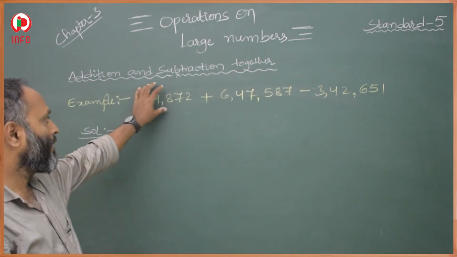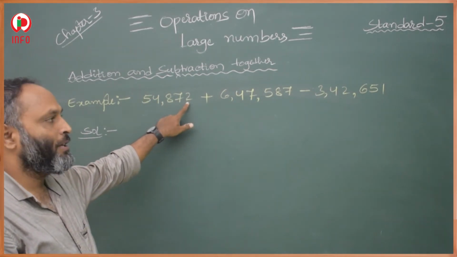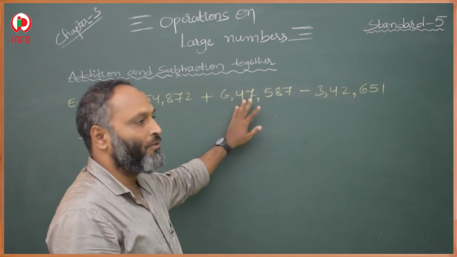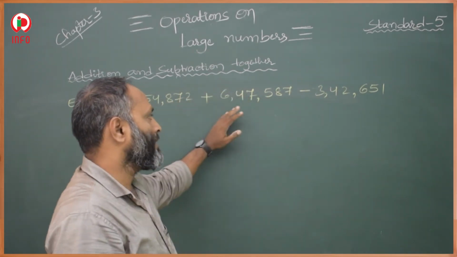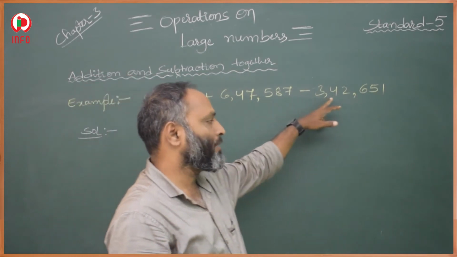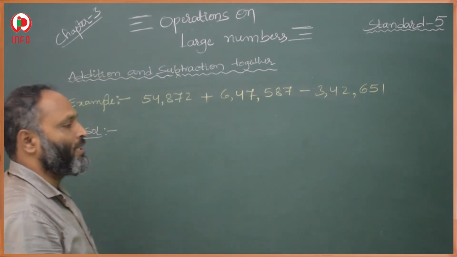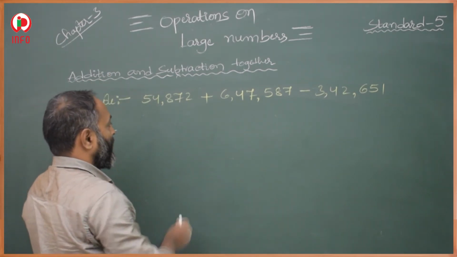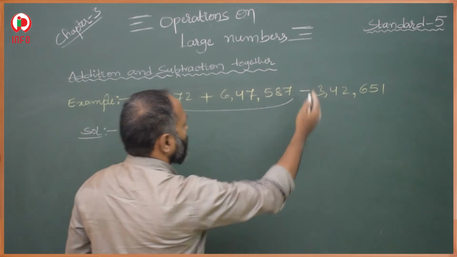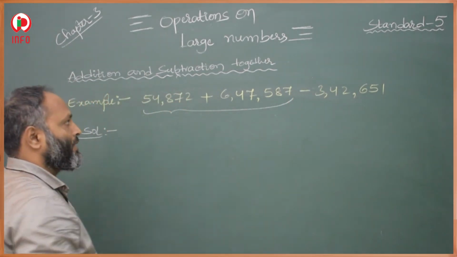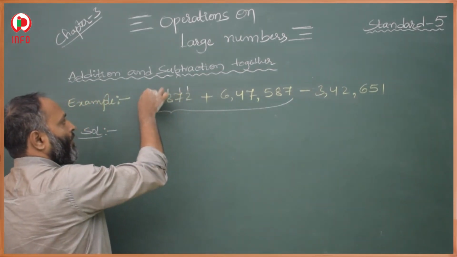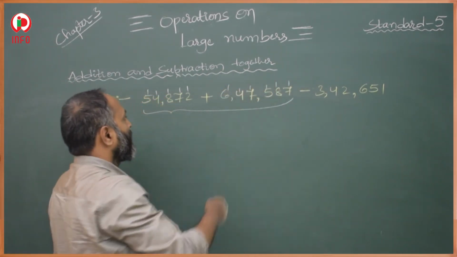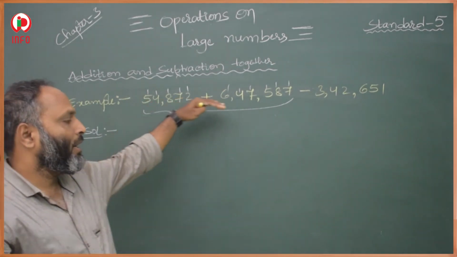The combination here: 54,872 and 6,47,587. These two we have to add first, and from whatever the answer is, we have to subtract this one, 3,42,651. First we have to add the first and second. First we count the total digits: 1, 2, 3, 4, 5, and 1, 2, 3, 4, 5, 6. Here we have 5 digits, here we have 6 digits.